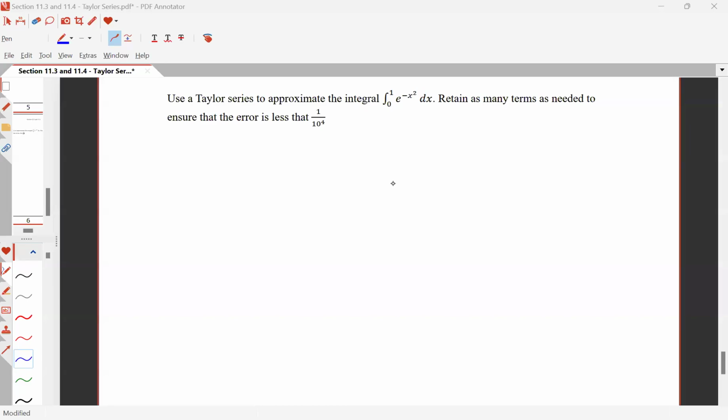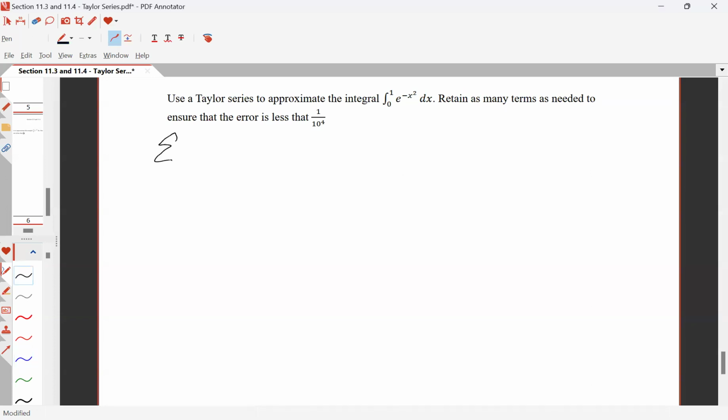Hello, in this example, we're going to see how we can use Taylor series to approximate integrals. So we want to take the integral of 0 to 1 of e to the negative x squared dx. This is an integral that is very well known to not have an antiderivative, meaning we can't just directly compute this. No matter what, to compute this integral, we need a workaround. And the workaround we're going to use here is Taylor series.